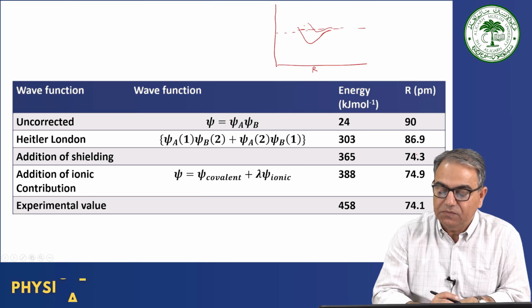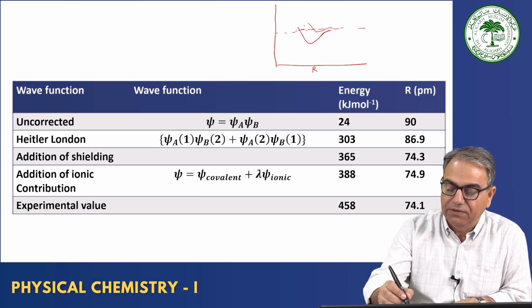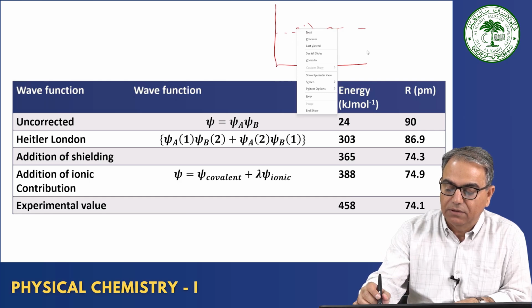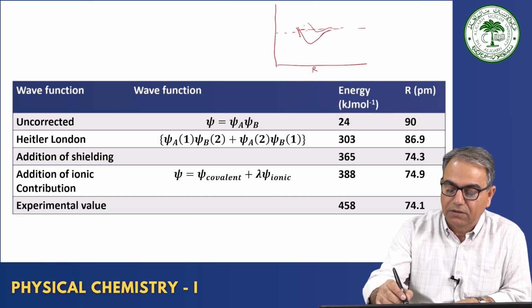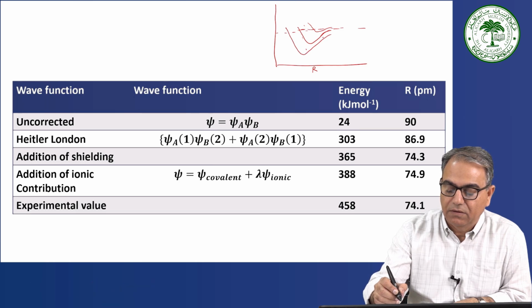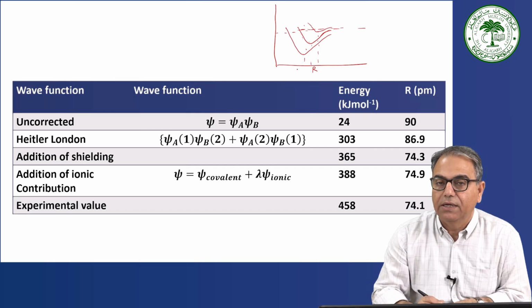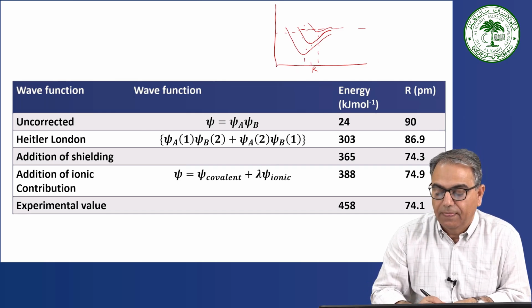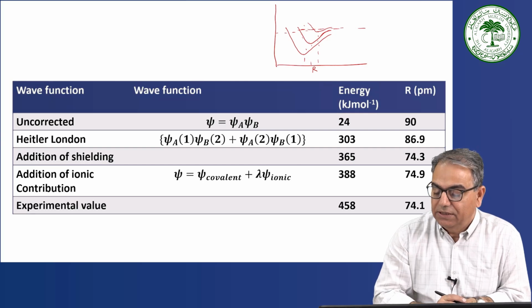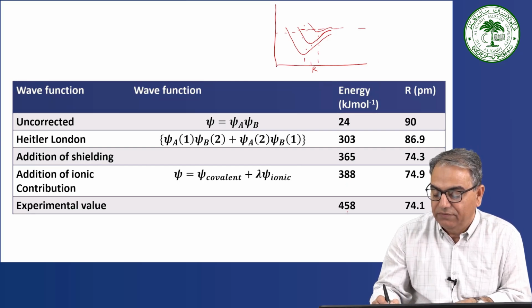So if you plot this 365, then also you have a dip. You see, the internuclear separation is gradually decreasing. So you get this one. This is 388, now it's 365, and the final value is 458.